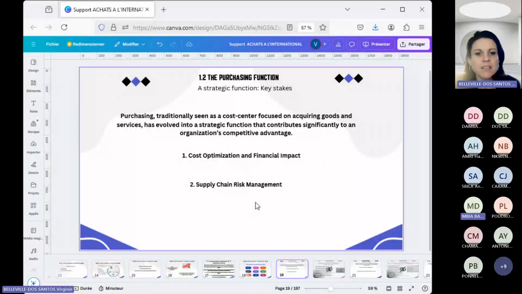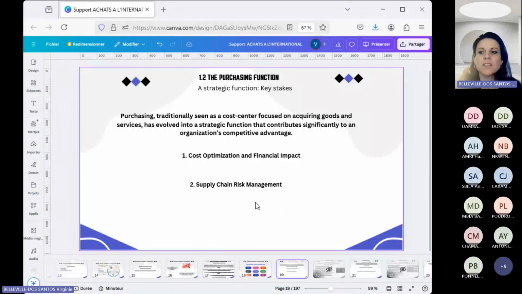The second main idea is supply chain risk management. Here we have three points as well. The first one is supplier risk. Assessing and mitigating risk related to supplier reliability, financial stability, and geographic location is crucial for uninterrupted operations.